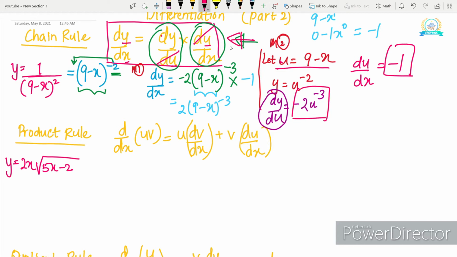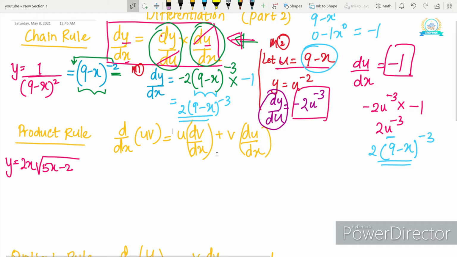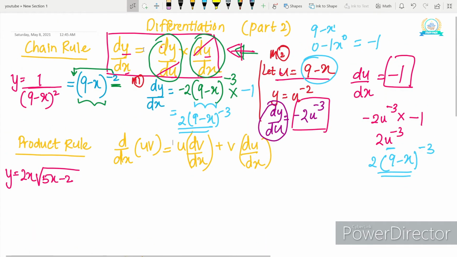So you first write dy over du, and that's minus 2u to the power minus 3, times du over dx, and that's minus 1. So you're left with 2u to the power minus 3. Always remember to replace the u with what we defined u to be. So what was our u? 9 minus x. So 2 (9 minus x) to the power minus 3. So you obtain the same answer. Those are the two approaches you can use for the chain rule, and that's the easiest rule, I should say.